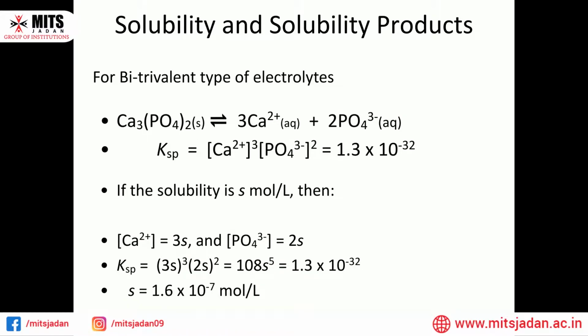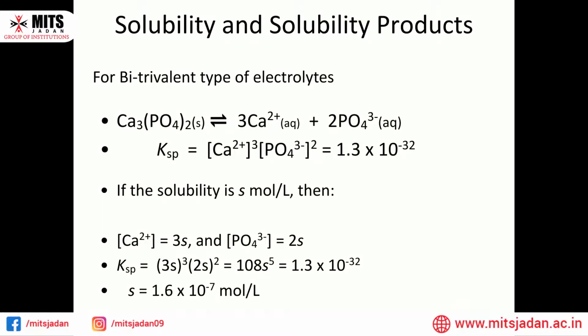Let's consider calcium phosphate as an example of a bi-trivalent type of electrolyte, because the oxidation state of the calcium ion is 2 and the oxidation state of the phosphate ion is 3. When calcium phosphate dissociates, it gives 3 calcium ions and 2 phosphate ions. Since the KSP is the product of ionic concentrations at equilibrium condition, it can be written as follows, and the value of KSP is 1.3 into 10 to the power minus 32.